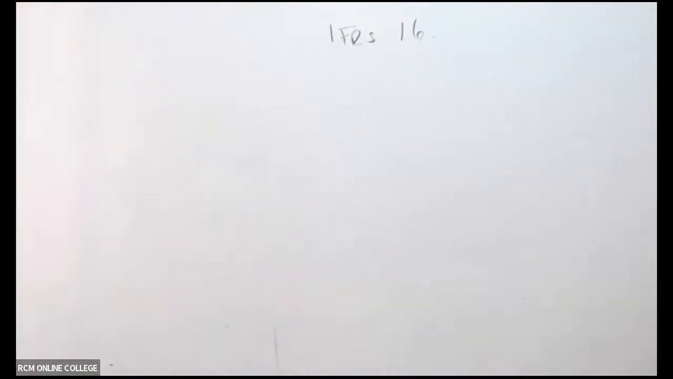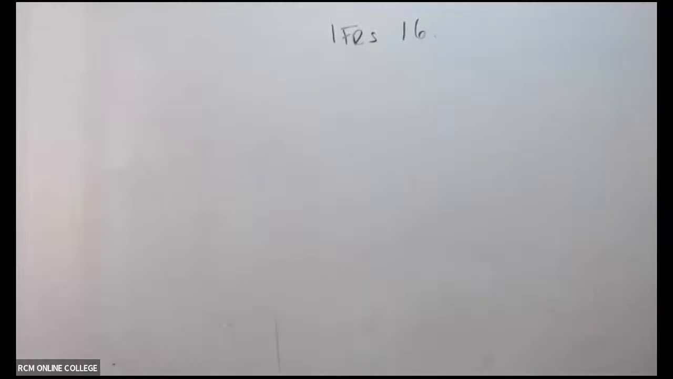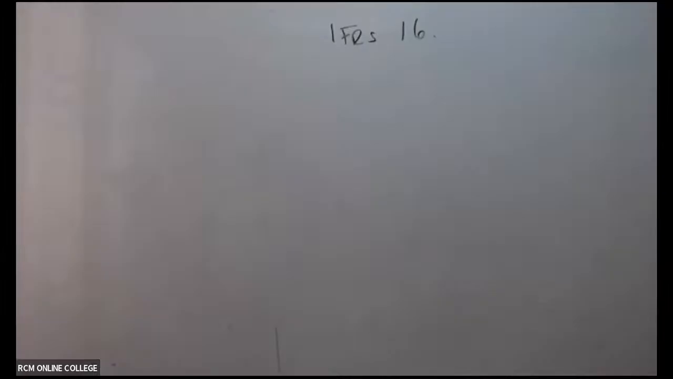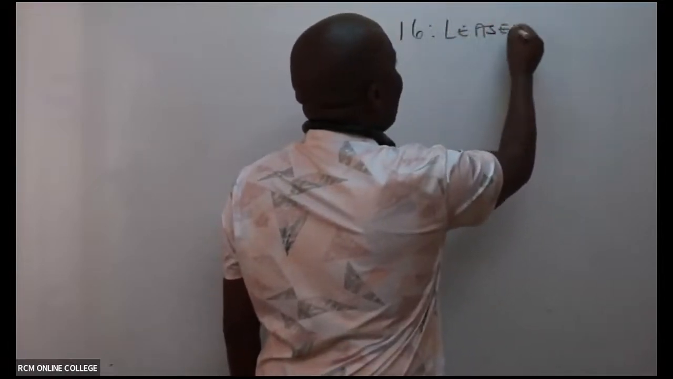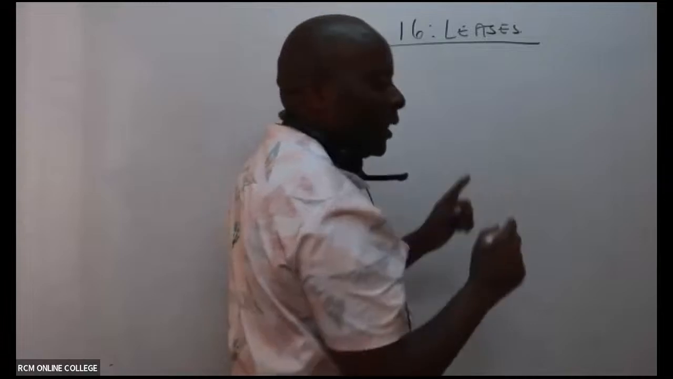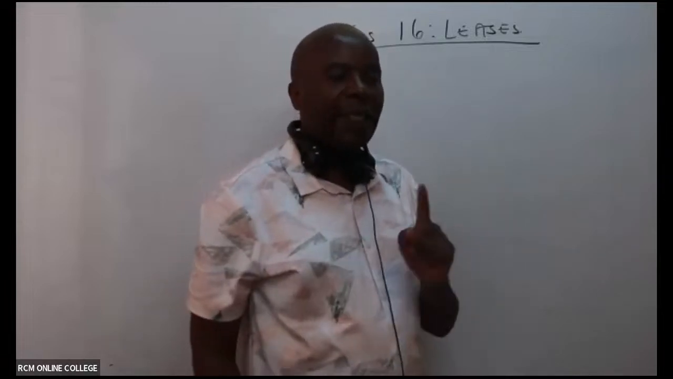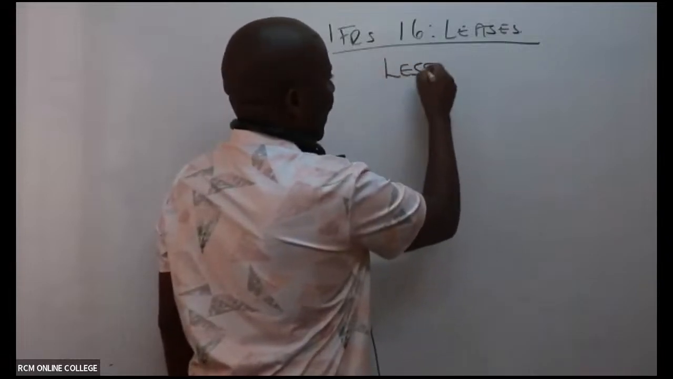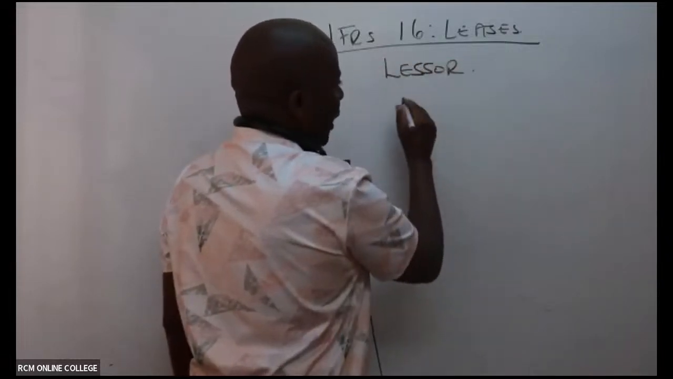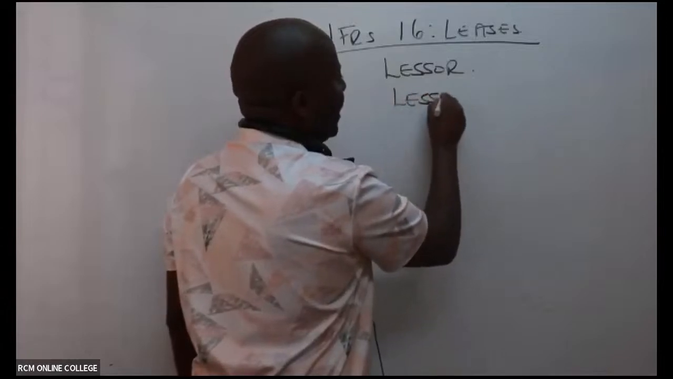All right. So whenever we talk of IFRS 16, what are we supposed to be thinking about? Leases. Now, remember, by definition, what are leases here? Under leases, we have two parties involved: the landlord, or rather the owner of the asset, called the lessor, and then the lessee.